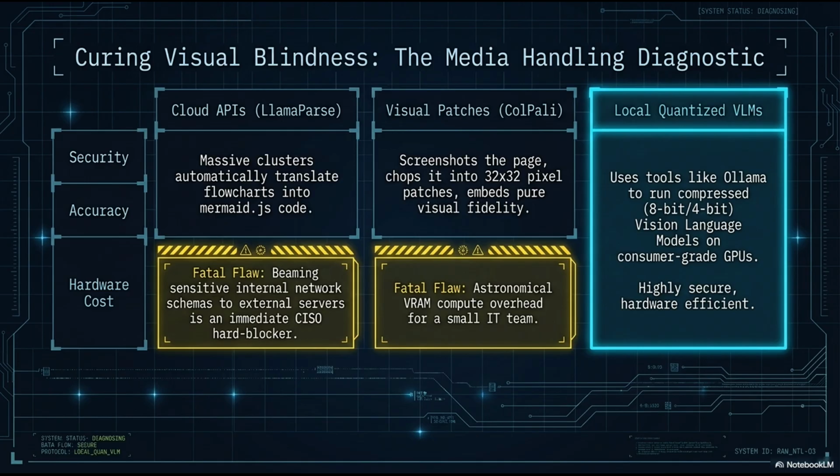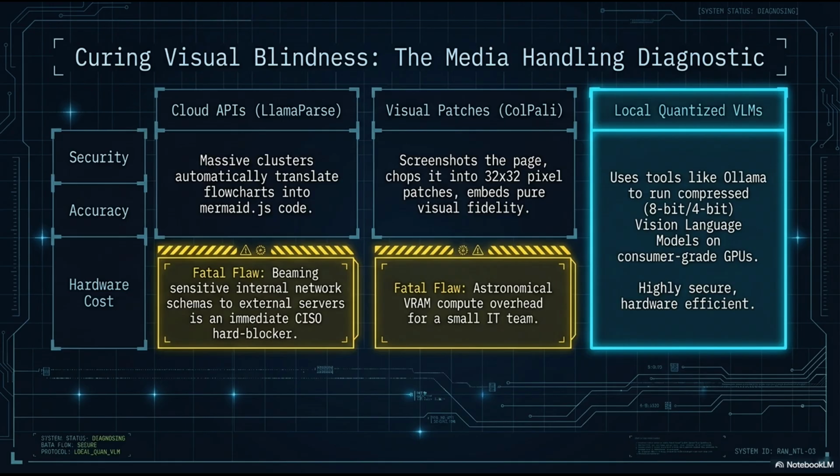Okay, so approach 2 is out for our secure local IT team. What about approach 3? I was reading the source notes on this, and it honestly sounds like science fiction. It's a model called ColPali. ColPali represents a paradigm shift. It is a late interaction architecture.